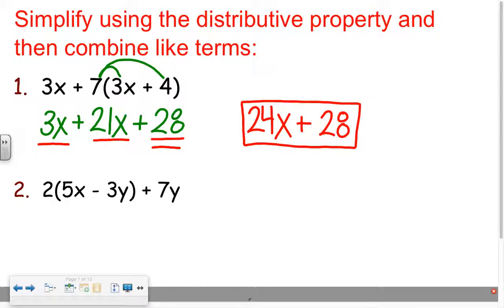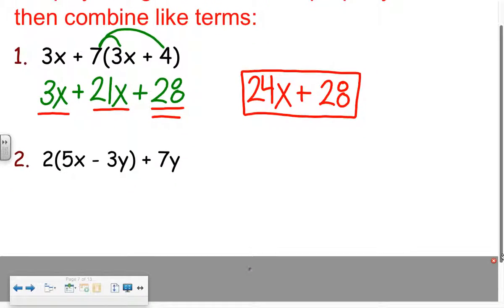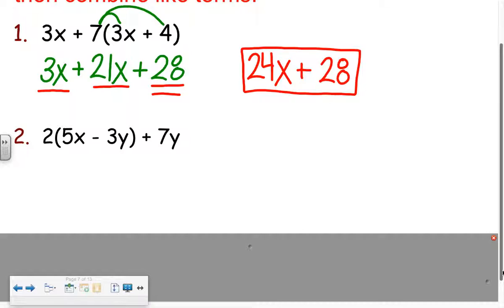2 times (5x minus 3y) plus 7y. Write this one down and simplify. Distribute the 2 to the parentheses, so 2 times 5x is 10x. 2 times negative 3y is negative 6y.